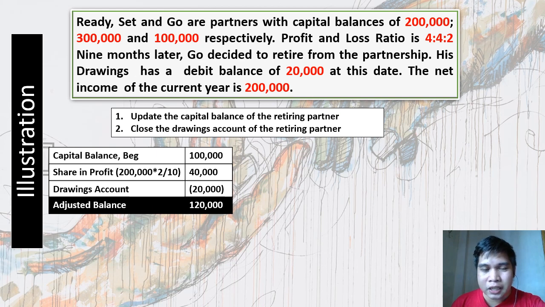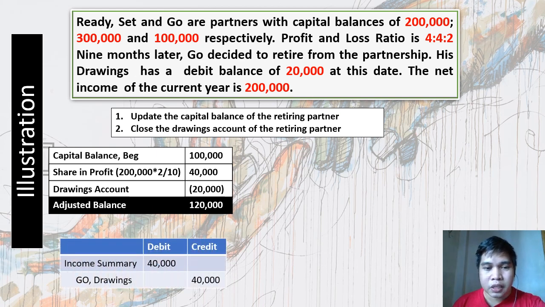So, ang magiging journal entries natin, dalawa. Una, yung sharing of profit. Pangalawa, yung pag-close ng drawings account into capital account para pwede na nating i-record kung ano man yung settlement na ibibigay natin kay Go, which is yung retiring partner natin. So, i-record muna natin yung sharing of profit. Sabi nga natin last time, it is not necessary to close the book. So, ibibigay lang po natin yung para kay retiring partner. So, na-compute natin 40,000. So, basically, we just need to debit income summary 40,000. Then, credit Go drawings 40,000 pesos.